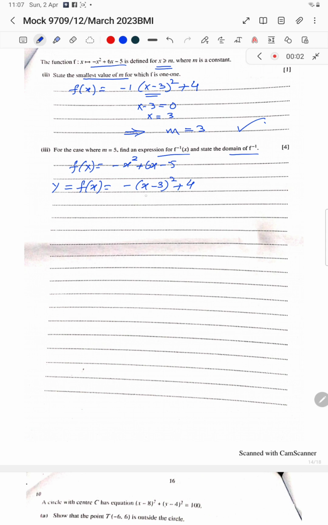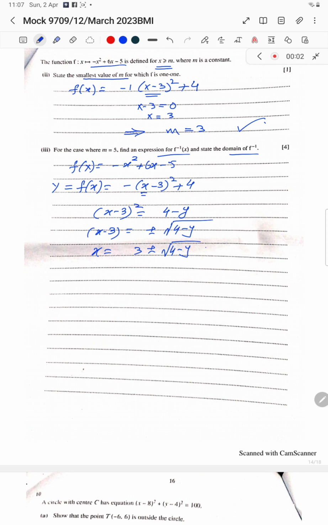Now, as you know, f(x) is equal to y, so make x the subject here. So we get (x - 3)² = 4 - y. So x - 3 is equal to plus or minus the square root of 4 - y. So x will be 3 plus or minus the square root of 4 - y.